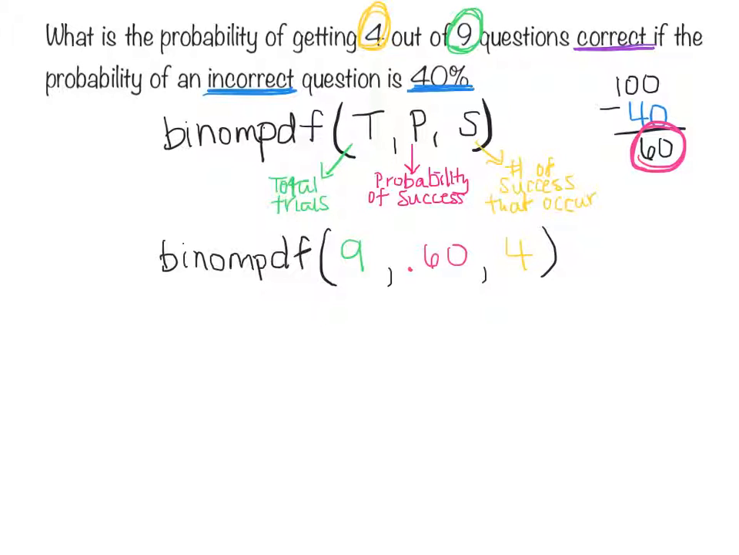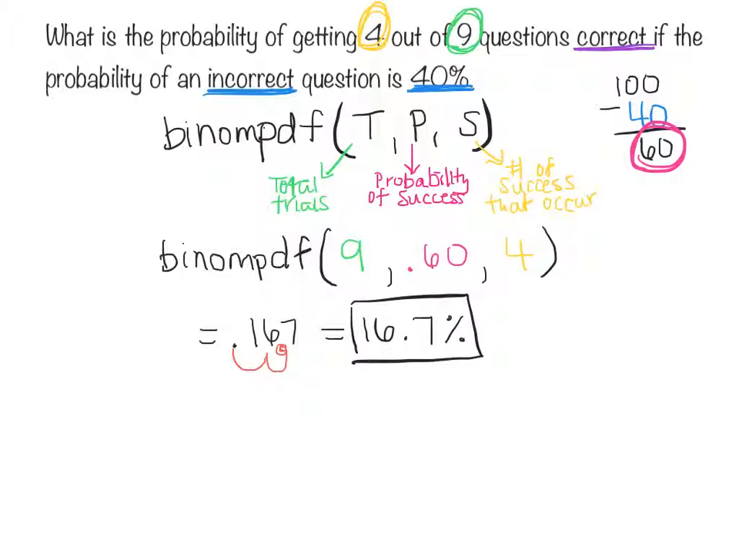It gives us 0.167 as a decimal. If I change that to a percent, I move it 2 places to the right, and I get 16.7%. And so this is the probability, a binomial probability, for 4 out of 9 questions that are correct.